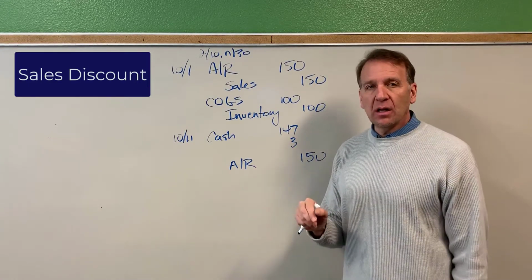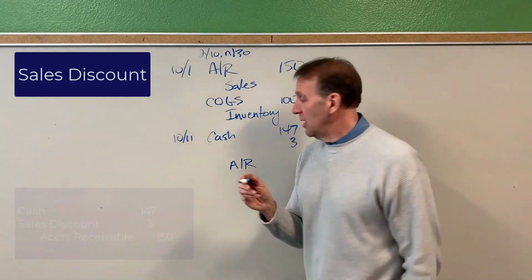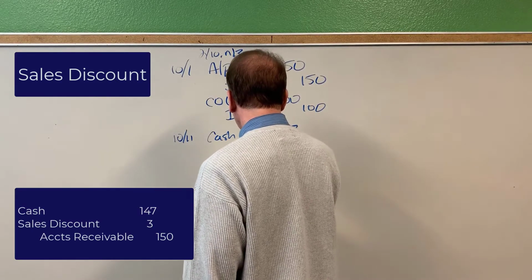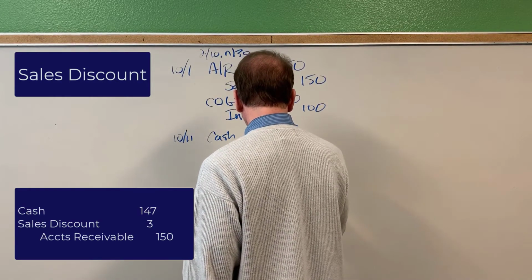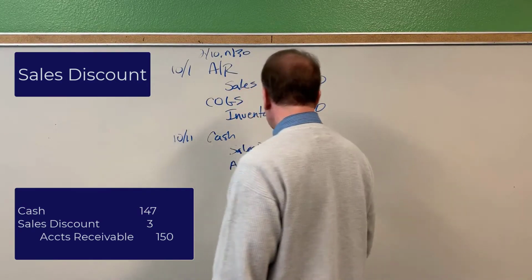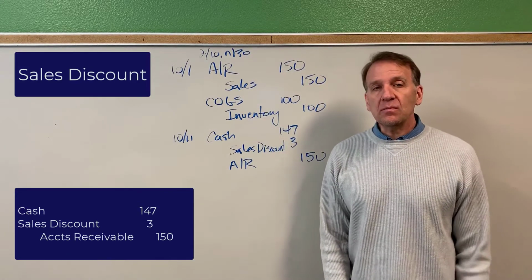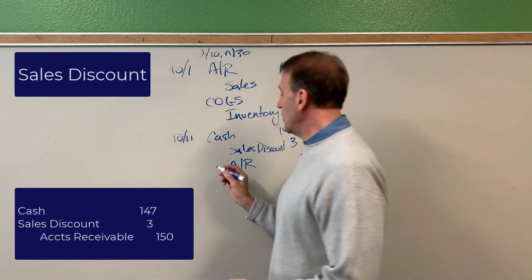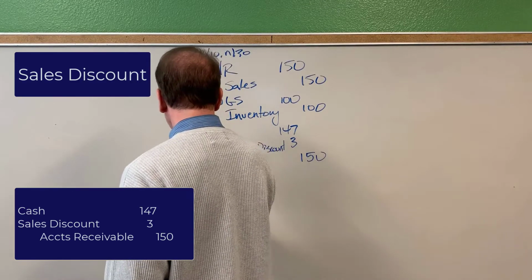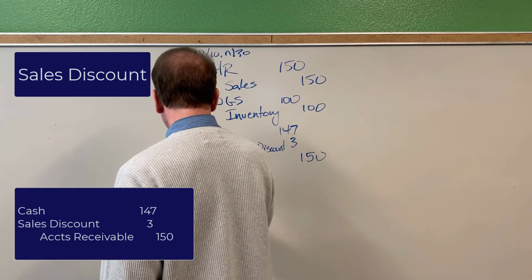What is this $3? Well, this is a new account. This account is called sales discount. Sales discount is a contra revenue account. So I'm going to put right here, contra revenue.